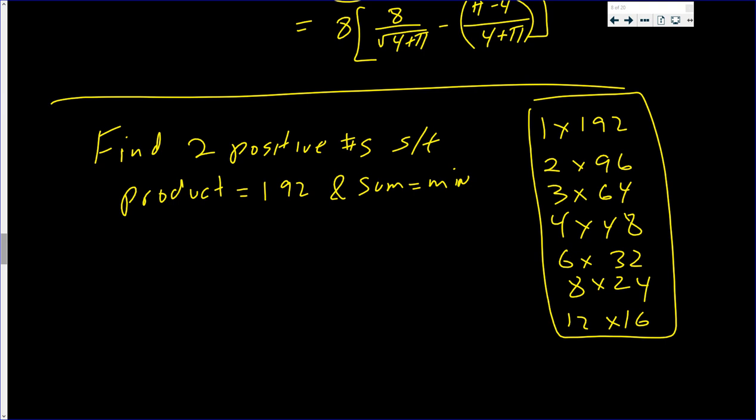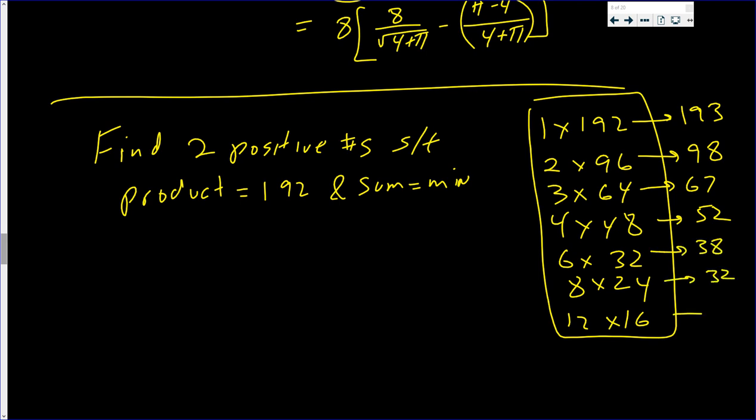Yeah, those are probably the only 7. But there's many ways of multiplying two numbers out to get 192. I want the sum to be the least. Assuming these are the right pairs, the sums are 193, 67, 52, 38, 32, and 28. Looks like 28 is the least sum. But that's not the way to do it.